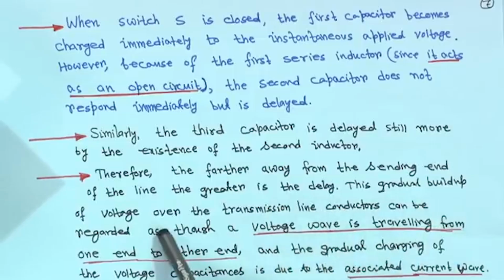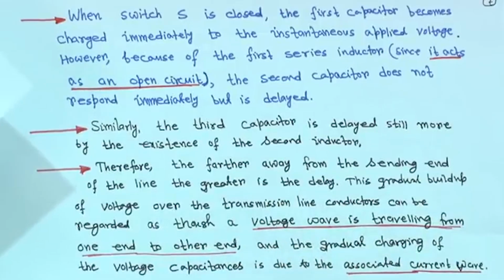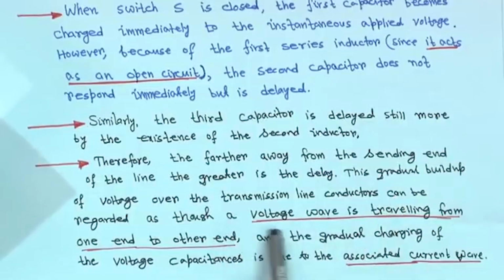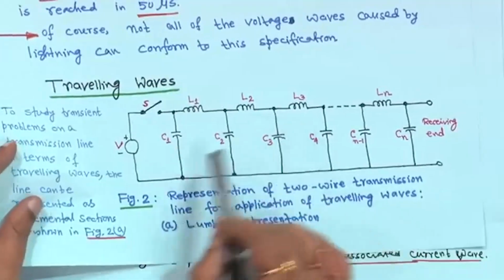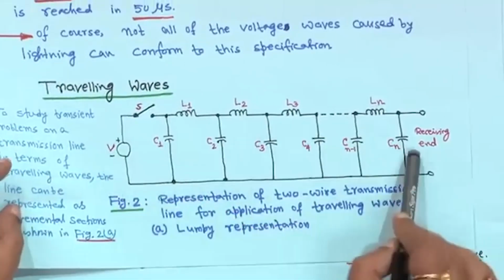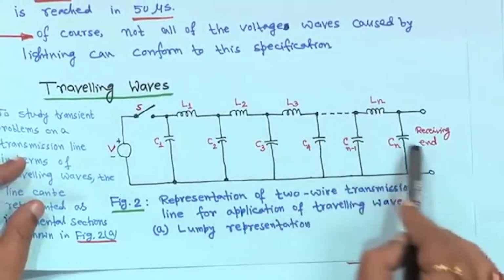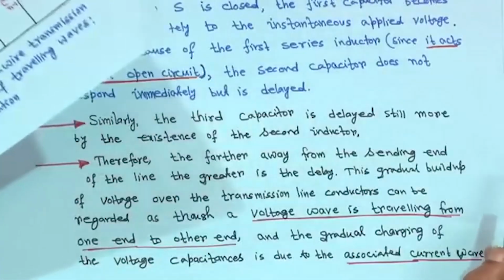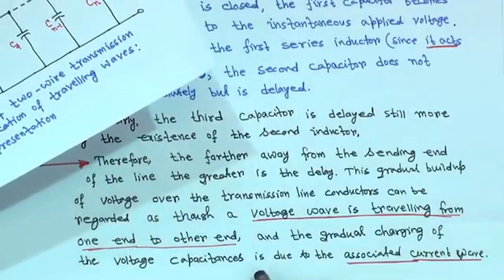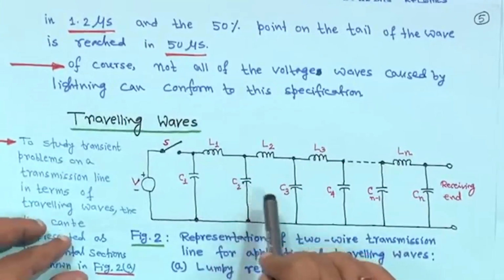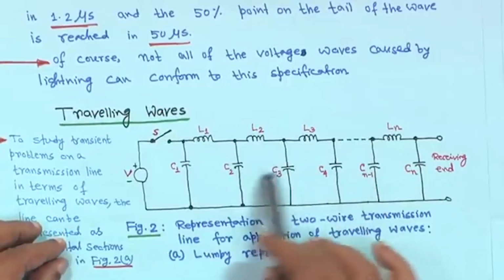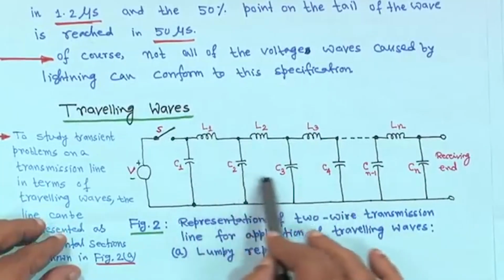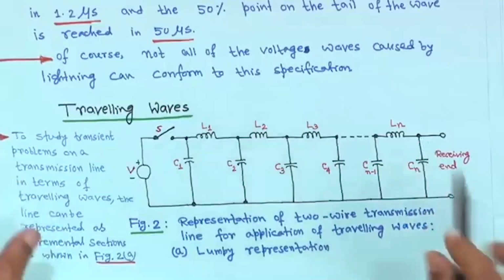This gradual build-up of voltage over the transmission line conductors can be regarded as though a voltage wave is travelling from one end to the other. If this phenomenon continues from the sending end to the receiving end, it is as if a voltage wave is moving, right. The gradual charging of the capacitances is due to the associated current wave. That means any voltage wave will be associated with a current wave. Due to this associated current wave, all the capacitances will be charged, and so on, right.